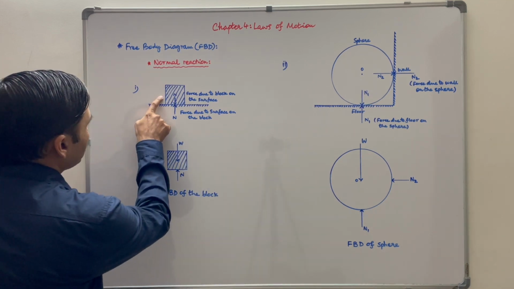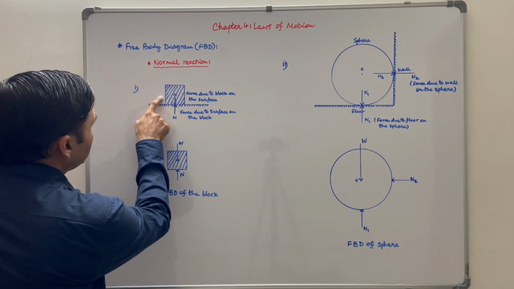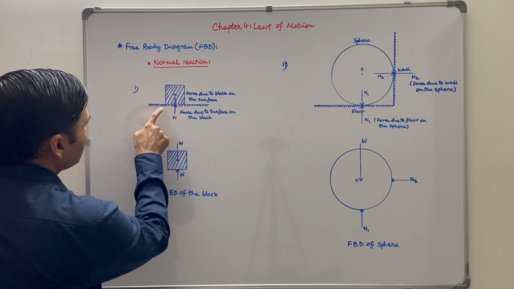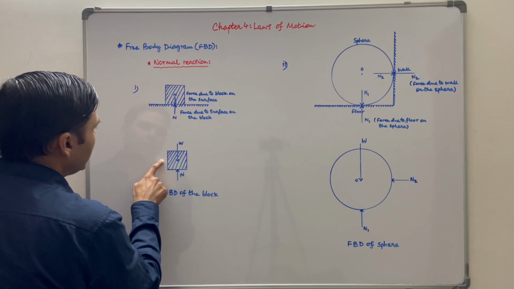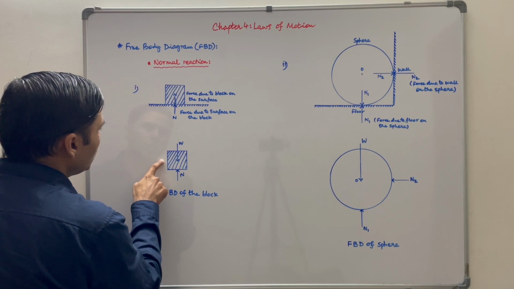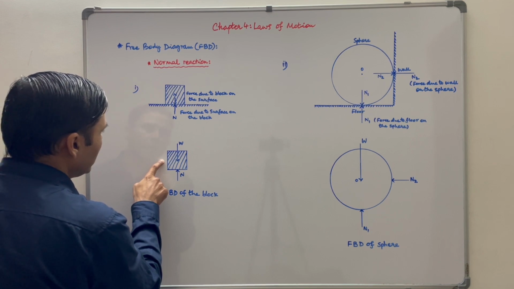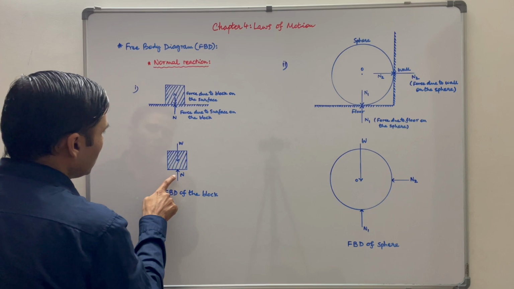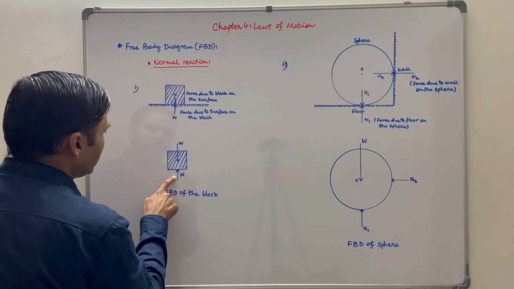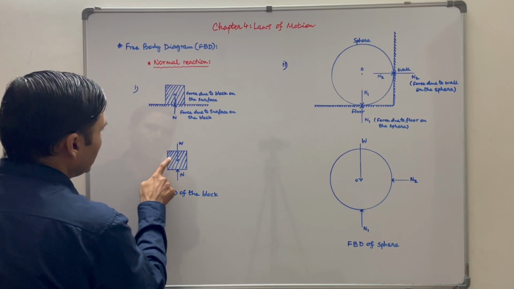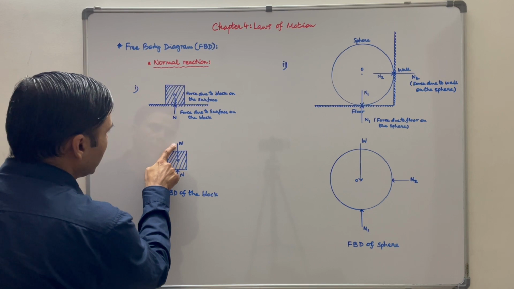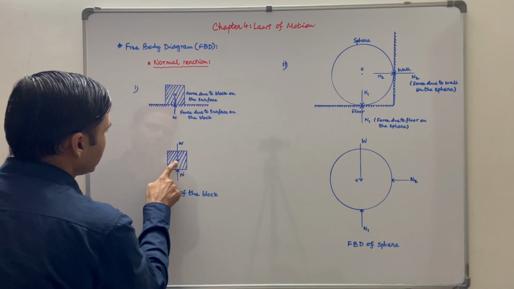To draw the free body diagram of this block, we need to isolate this block from the system and draw it in its original shape and orientation. Next, we need to show various forces acting on this block. N is the normal reaction that is applied by the floor on this block. W is weight of the block that works at its geometrical center.